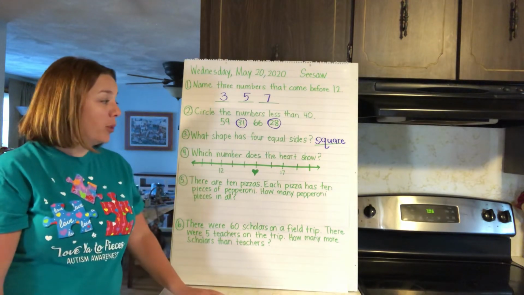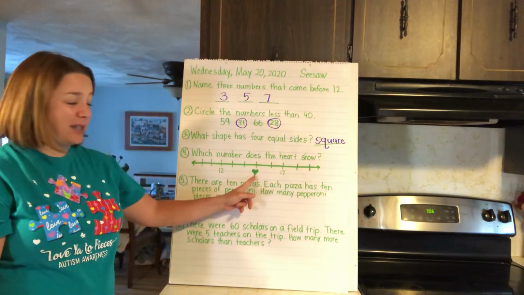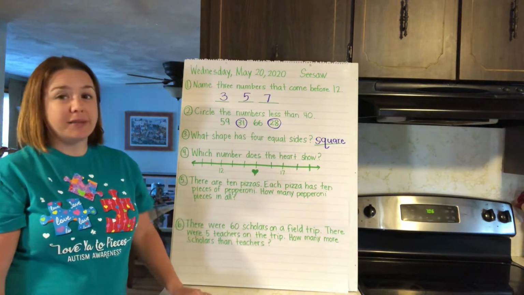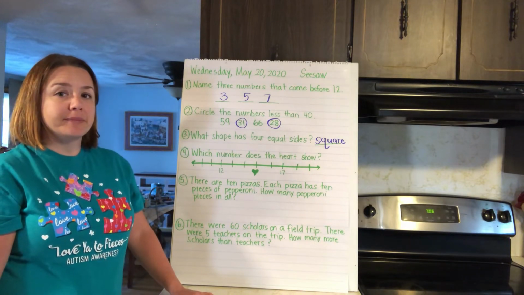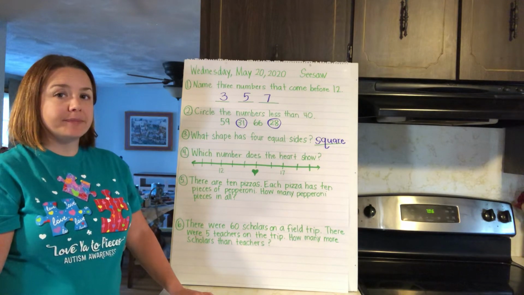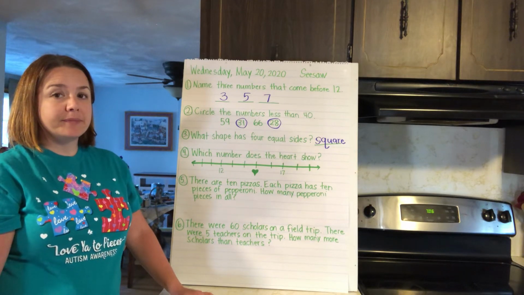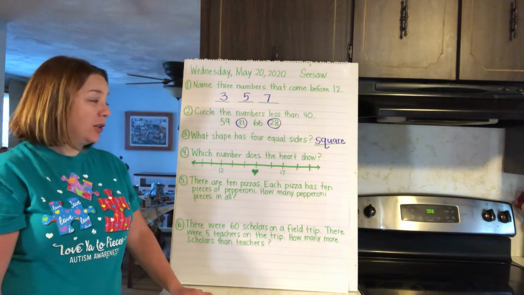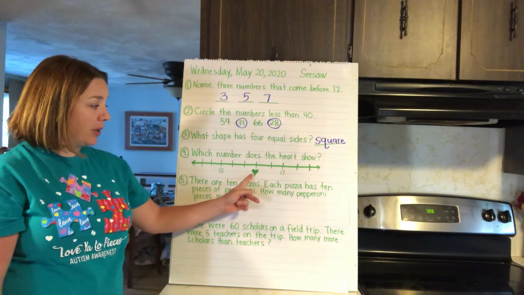Number 4, which number does the heart show? So take a look at my number line, and I want to know what this number is. Use these numbers to help you figure out what the heart is. When I take a look at this number line, I can either start at 12 and count forwards, or I can start at 17 and count backwards.